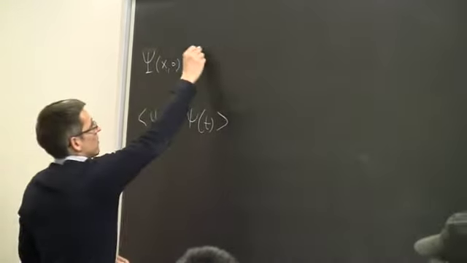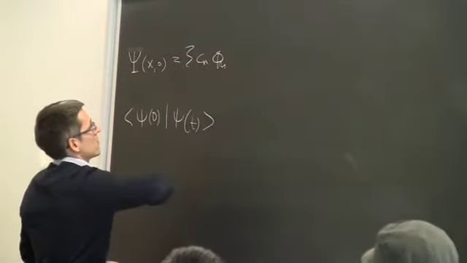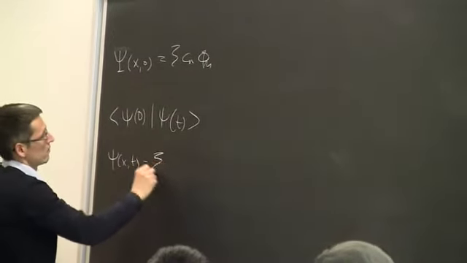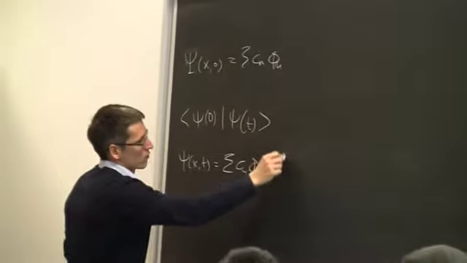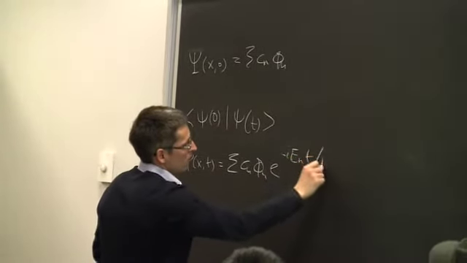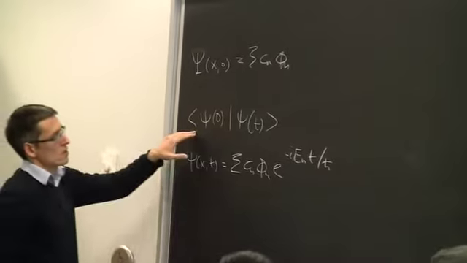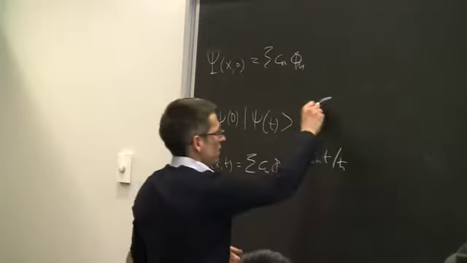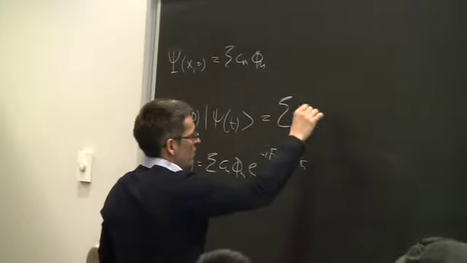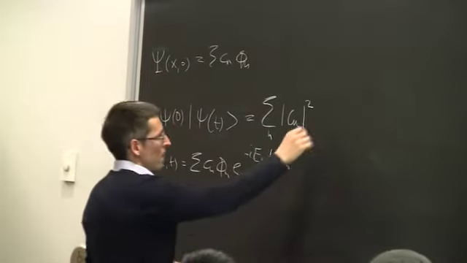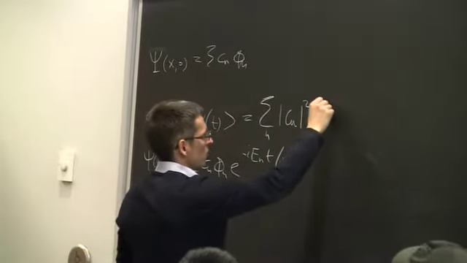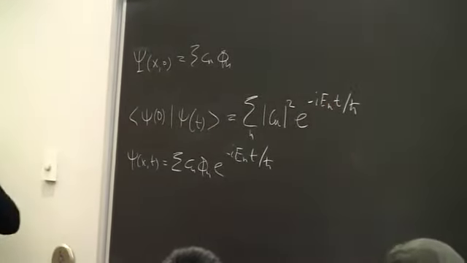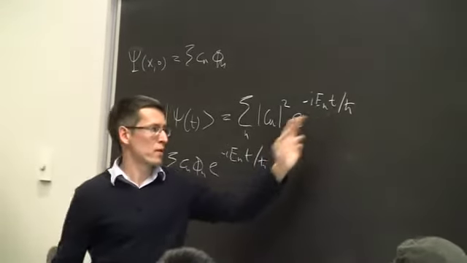Now, psi at 0 will be the sum of Cn phi n. And then at a later time, this will be the sum of Cn phi n times the exponent of minus i En t divided by h bar. Now let's take this scalar product again; because of the orthogonality, one sum will go away, so there will be Cn squared, and then the exponent of minus i En t divided by h bar. So this function has a time dependence.